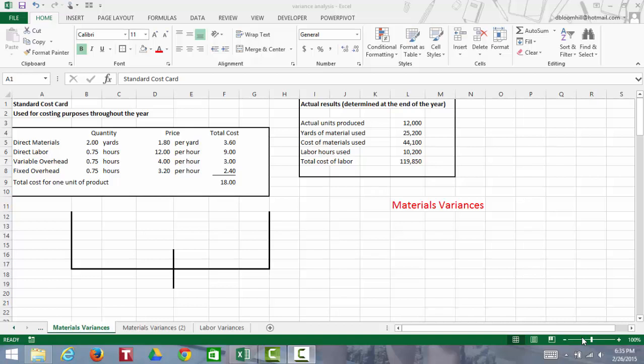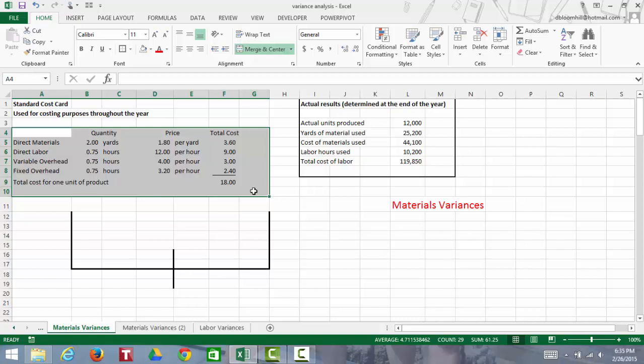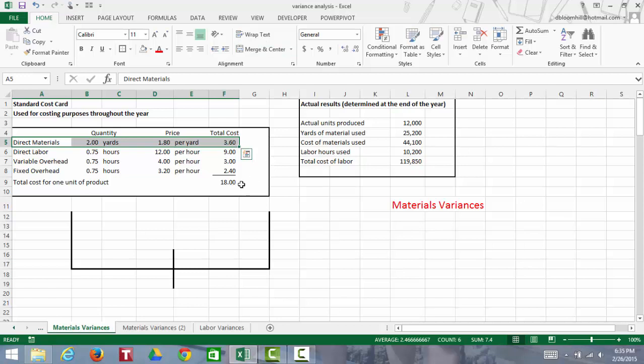In this video, we're going to learn how to compute materials variances. We're going to use the same standard cost card as I used in the standard costing video. Right now, we're just going to concentrate on the direct materials line because we're computing direct materials variances. So remember, the standard cost card is the standard for 1 unit of product.